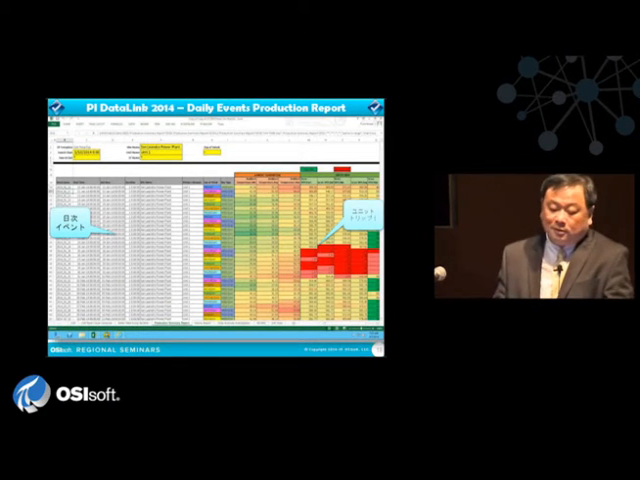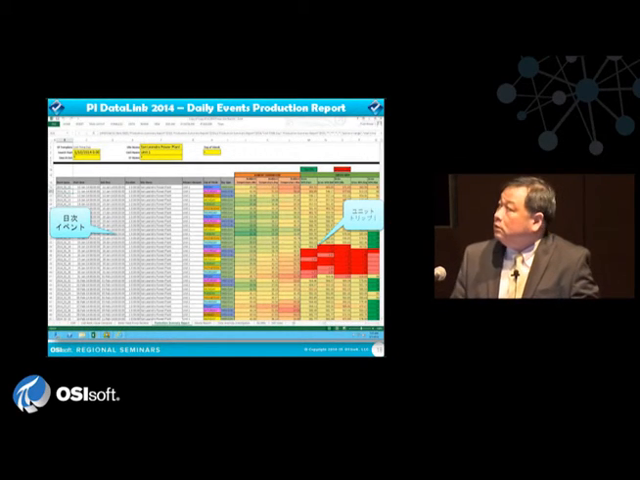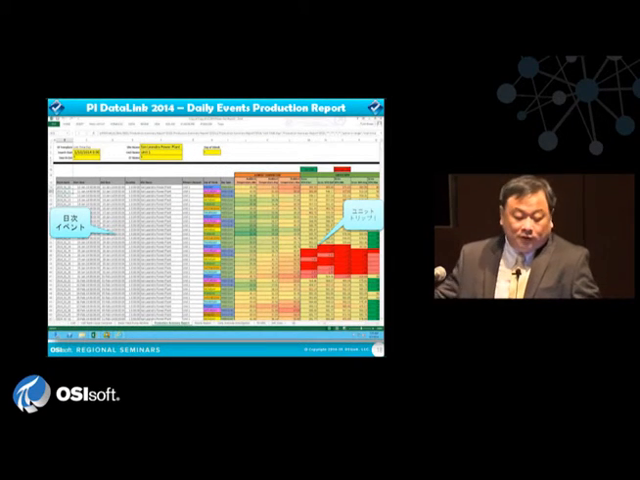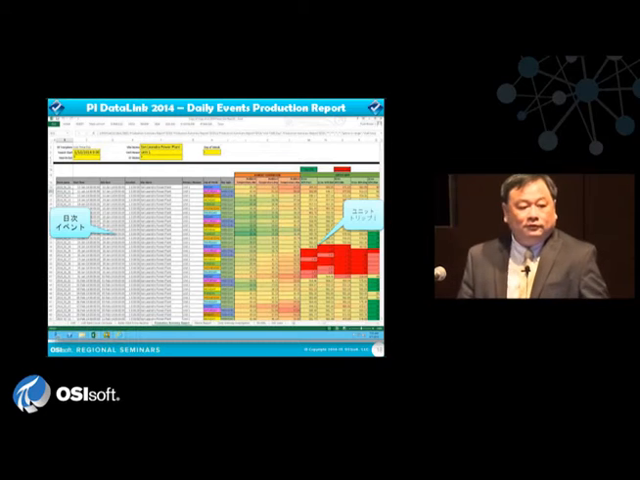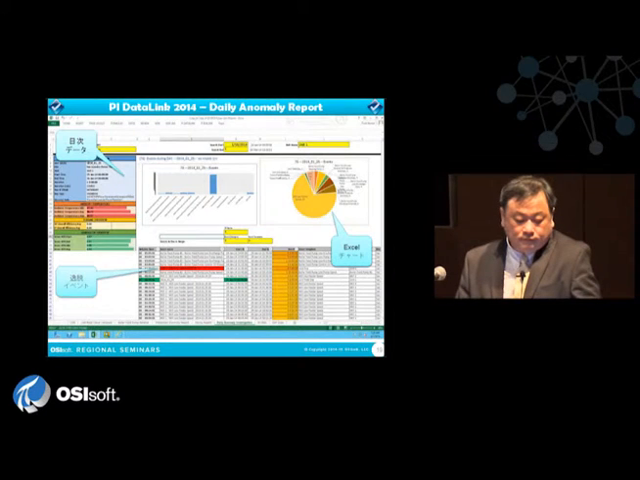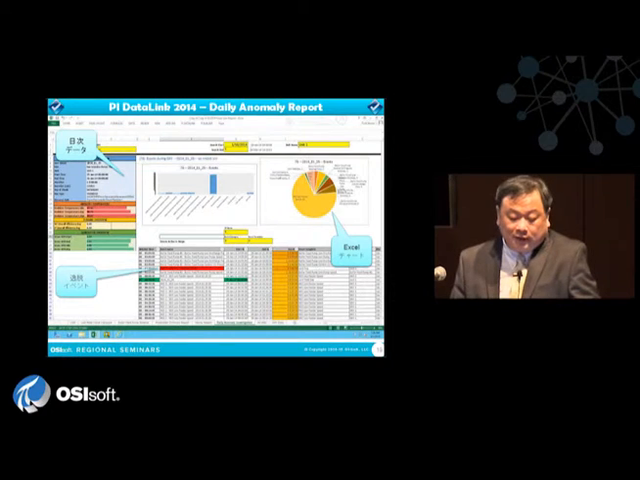This is a sample daily event and production report. You can see those graphics is actually using the conditional formatting function of Excel. But it looks very informative, very good in visualization. This is another daily anomaly report on data and event, highlight and exclusion.